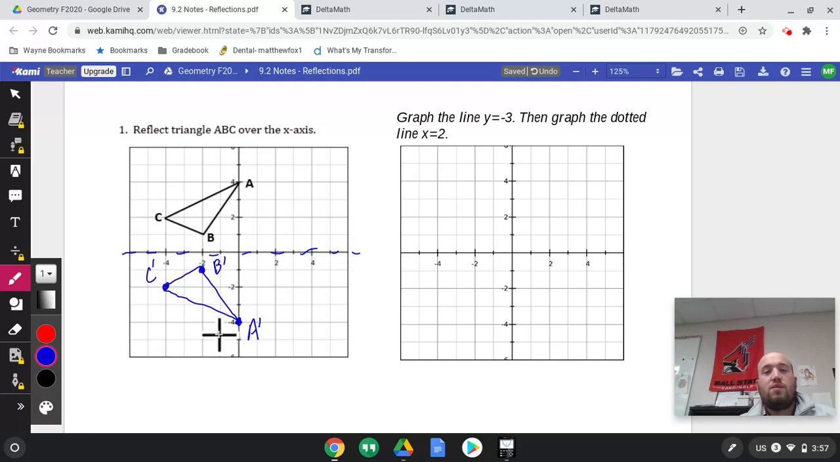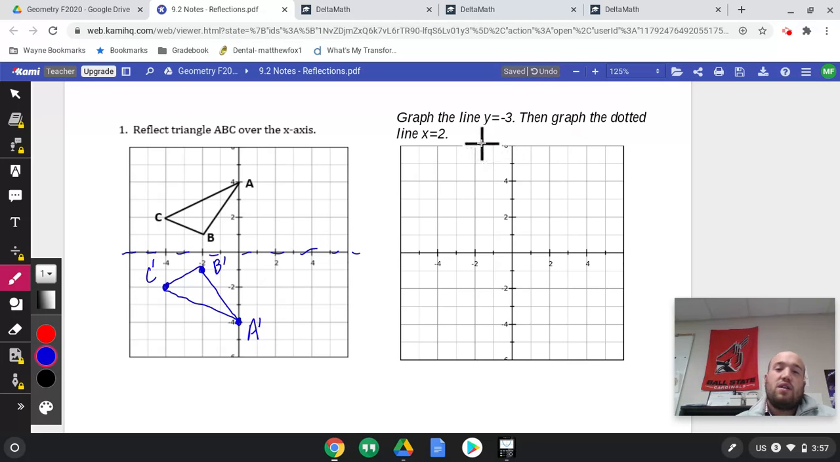it would match up. Now, that's when we're reflecting over like the x-axis. The y-axis would be right here. It would have ended up over on this side. Those are pretty easy. Sometimes you're going to have to graph it over a different, like a line.